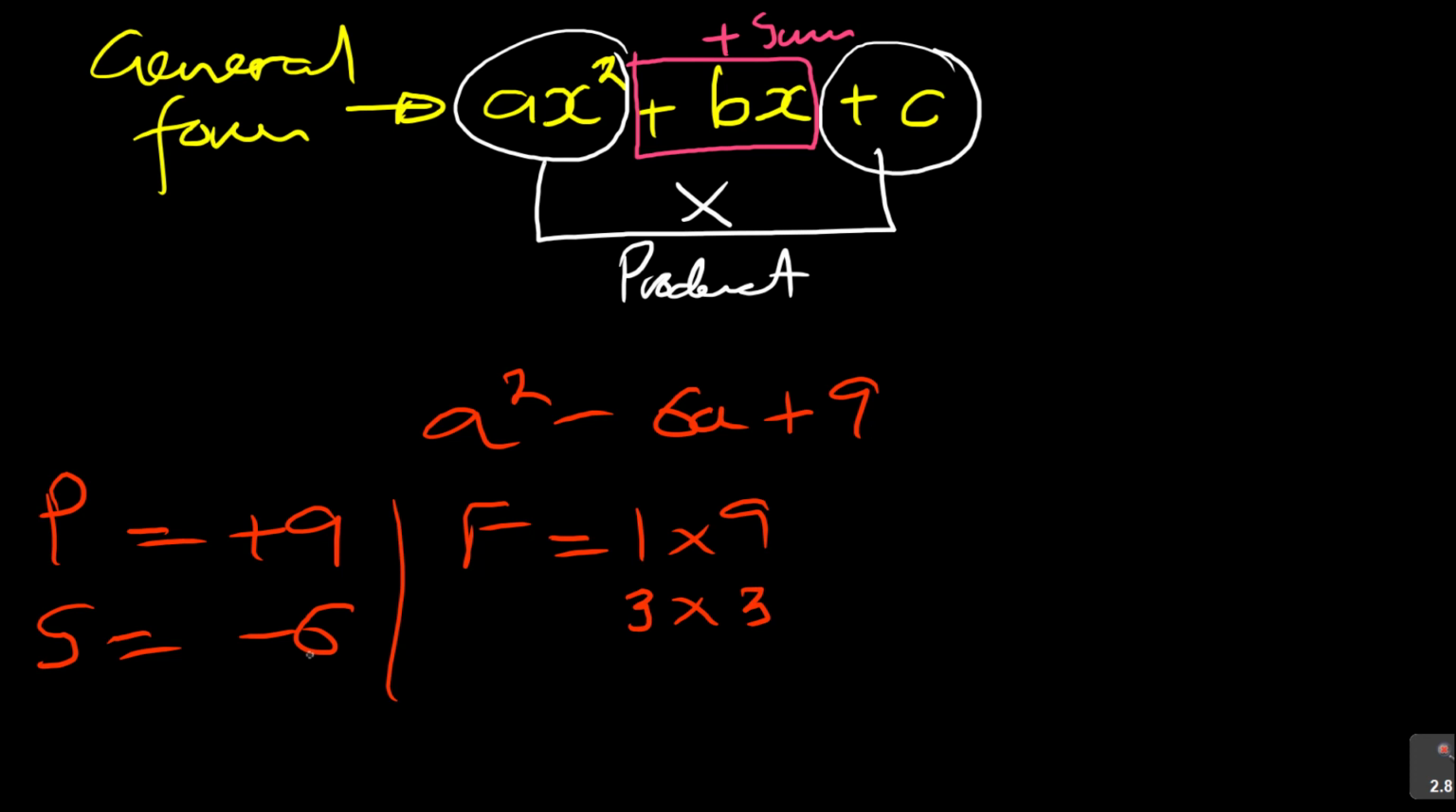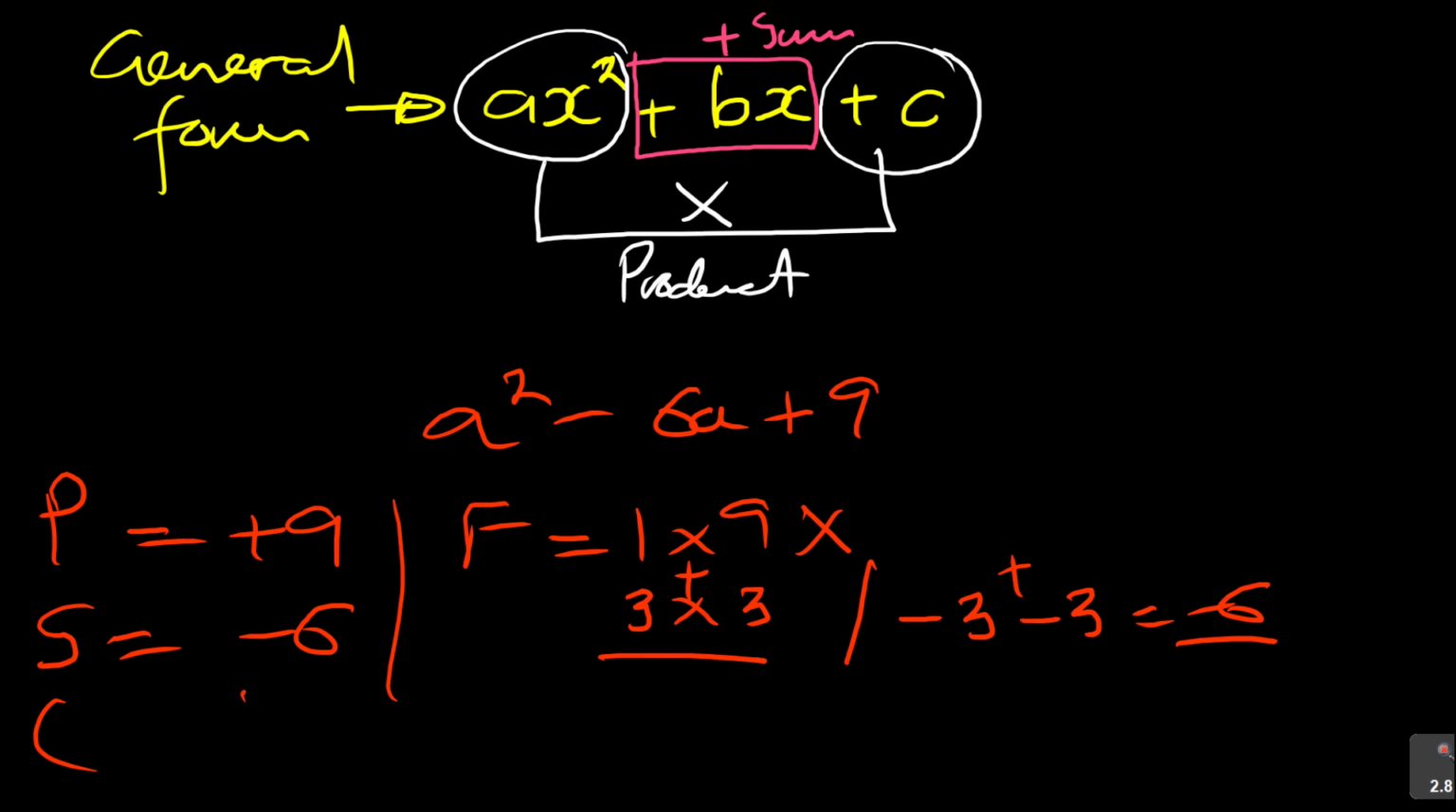I must get a 6. So obviously this is out. This can give me 6. If I put 3 plus 3, that will give me positive 6. What about the second version? Minus 3 minus 3. There it is. If I add this, it will give me minus 6. So there it is. So it's minus 3 minus 3.